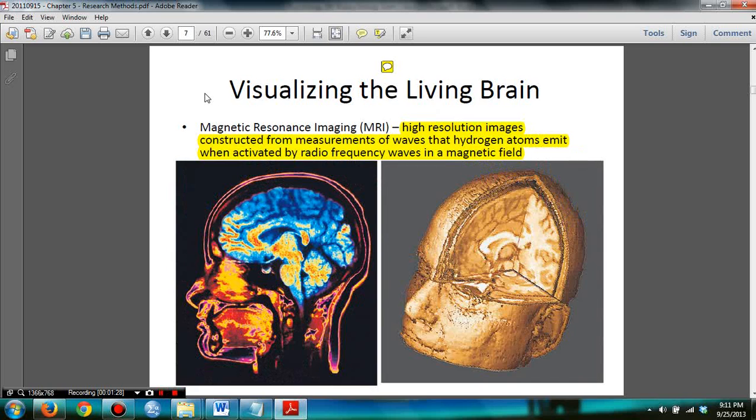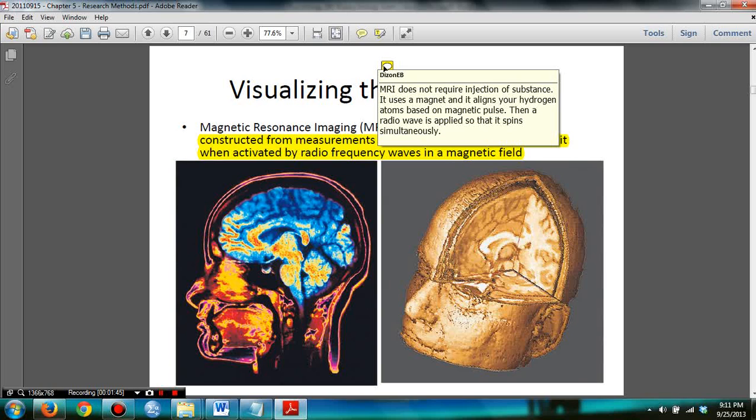Now we're talking about magnetic resonance imaging, which is the MRI. Basically, these are high-resolution images constructed from measurements of waves that hydrogen atoms emit when activated by radio frequency waves in a magnetic field. What we know about MRIs is that they do not require injection of a substance. It uses a magnet and aligns your hydrogen atoms based on your magnetic poles. Then a radio wave is applied so that they spin simultaneously.